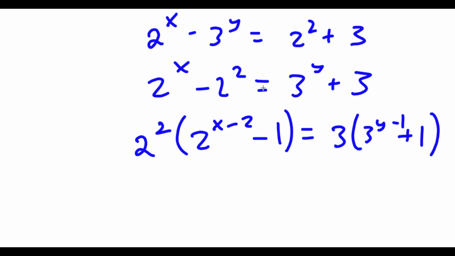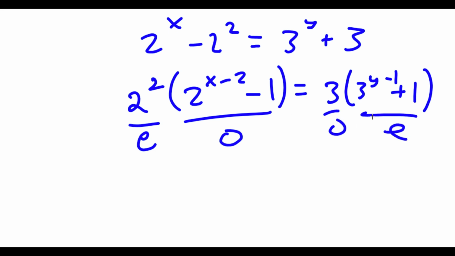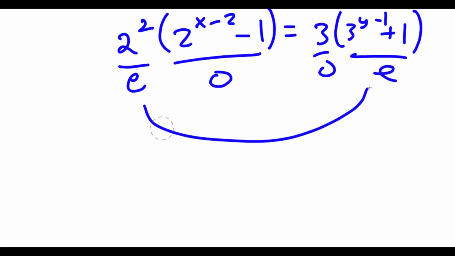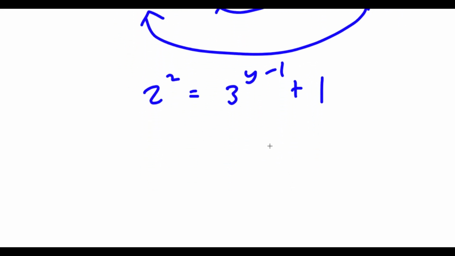Now notice how I have an even number times an odd number is equal to an odd number times an even number. Meaning I can make the two even numbers equal to each other and the two odd numbers equal to each other. So I have 2 squared is equal to 3 to the power of y minus 1 plus 1. And I also have 3 is equal to 2 to the power of x minus 2 minus 1.